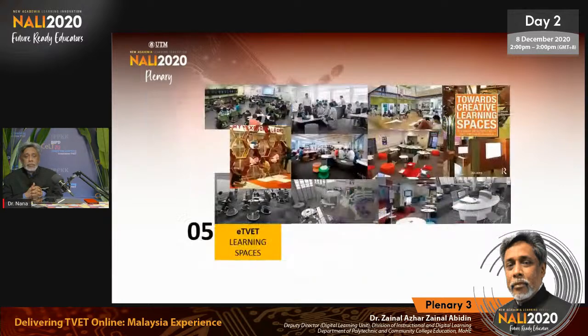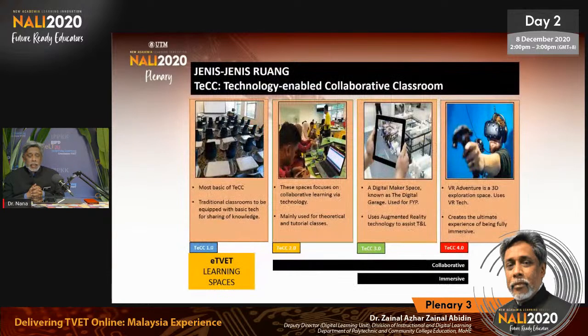Yeah. Next. Then we have got our learning spaces. Number five, we've got two more. Bear with me. All right. Number five, we've got ETVET learning spaces. All right. Next. These are our four different types of learning spaces that we are already designing for our polytechnics and college communities. We call our learning spaces technology-enabled collaborative classroom.